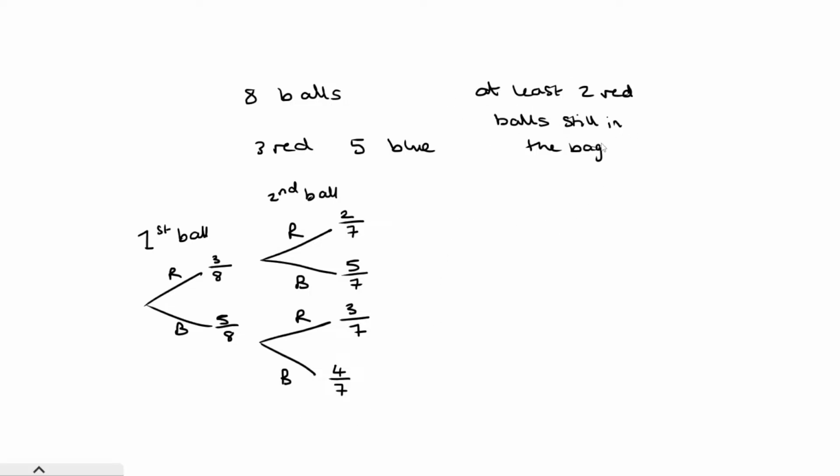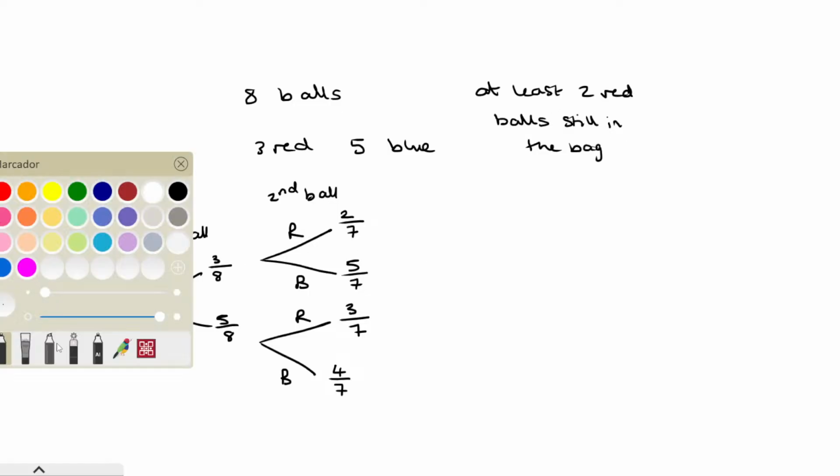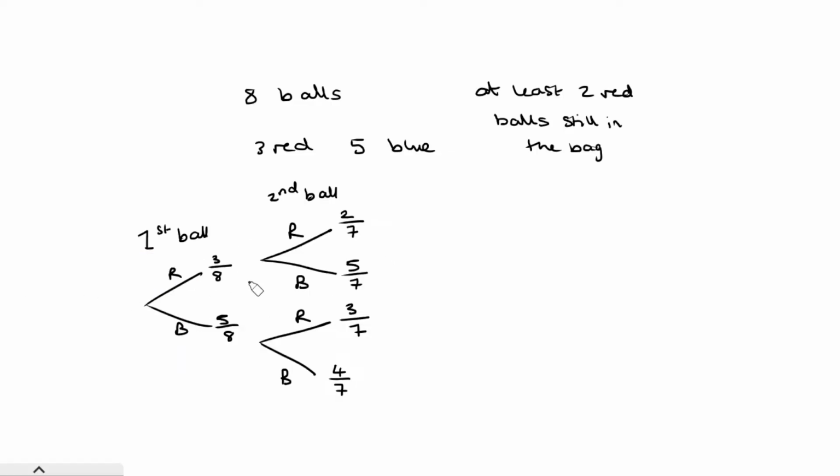Now we're actually going to work out the probability. Now you can worry about what they've said. So work out the probability that at least 2 red balls are still in the bag. So now I'm going to highlight the options that would give me that. So there's 3 red balls. So that basically means I can only pick 1 red ball, isn't there?